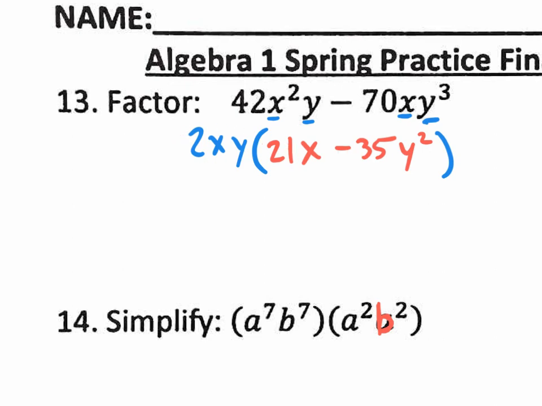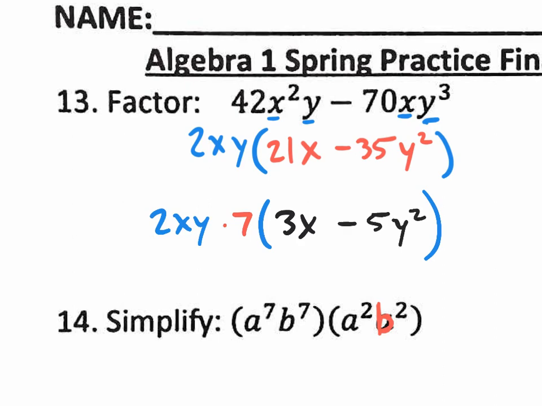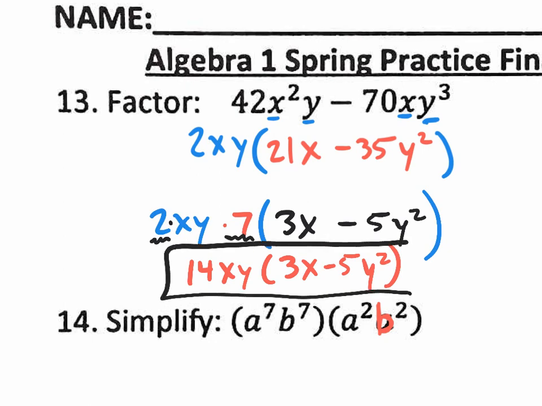So let's do this. I'm going to put the 2xy right here, and I'm going to actually pull out another 7, and I'm going to put a multiplication right there, all right? And when I pull out that 7, on the inside, I will have 3x and minus 5y squared. Agreed? Yeah. And then the 2 and the 7, I'm going to put them together, and that'll be my final answer, 14xy, open parenthesis, 3x minus 5y squared, close parenthesis. That is it, ladies and gentlemen.